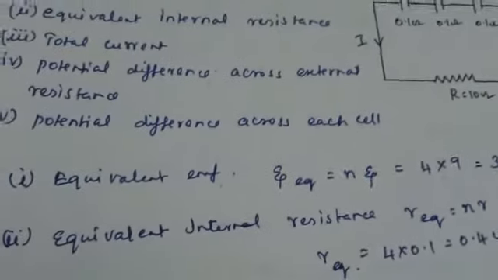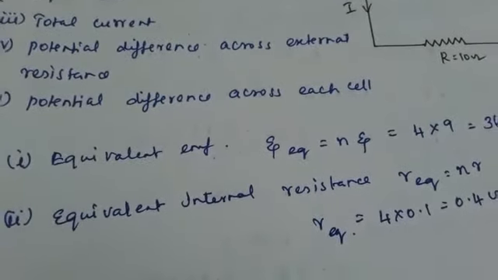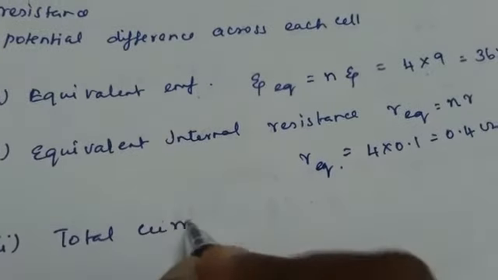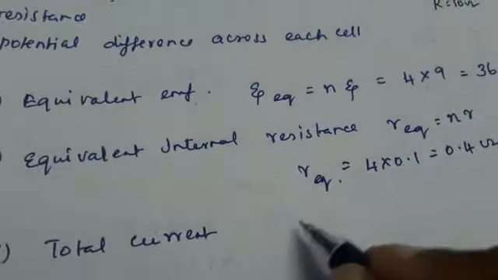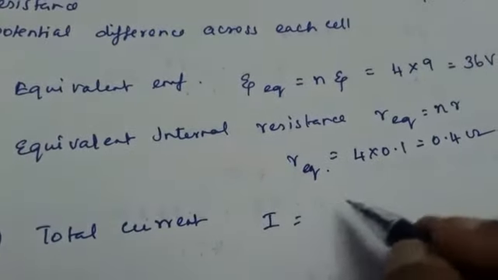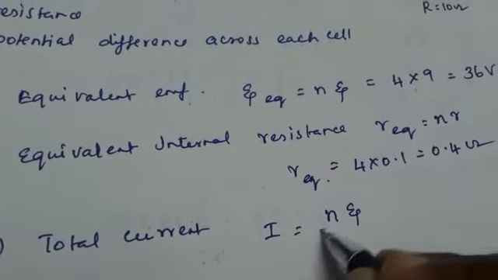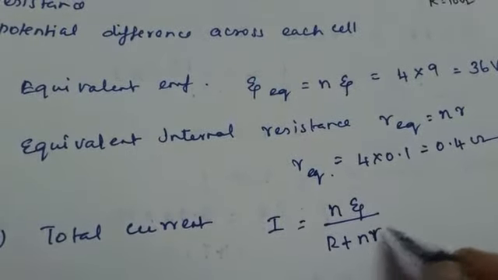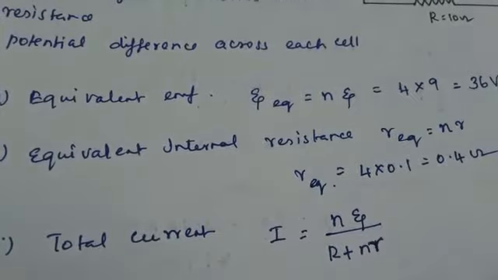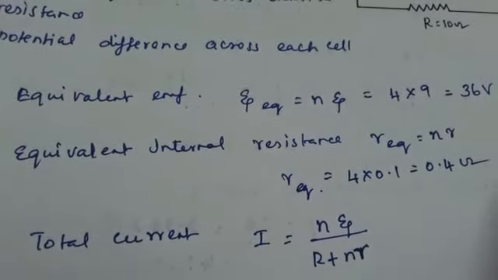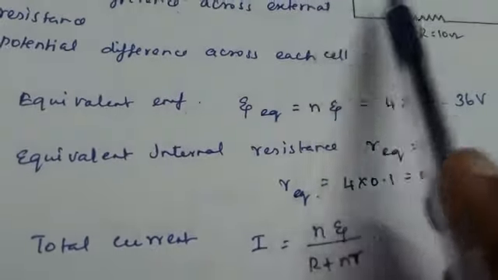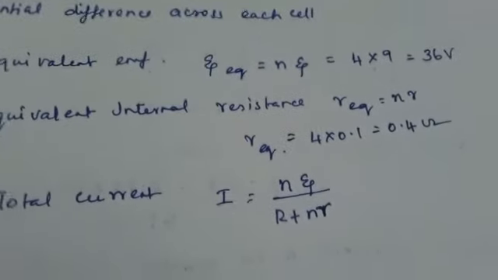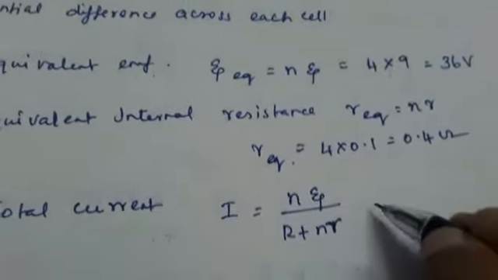The third thing asked in the problem is the total current. How to find out the total current: I is equal to N psi by R plus NR. This is the formula for the cells connected in series. This is the formula for current for the cells connected in what? Series.